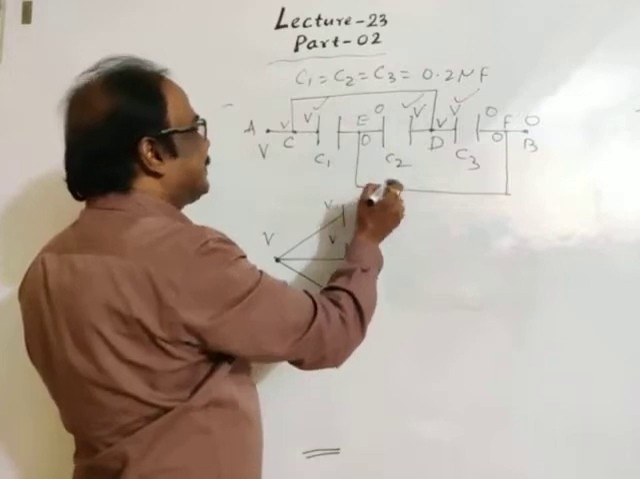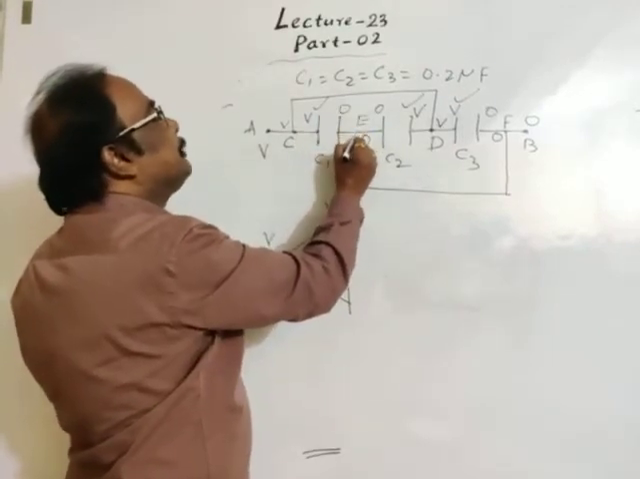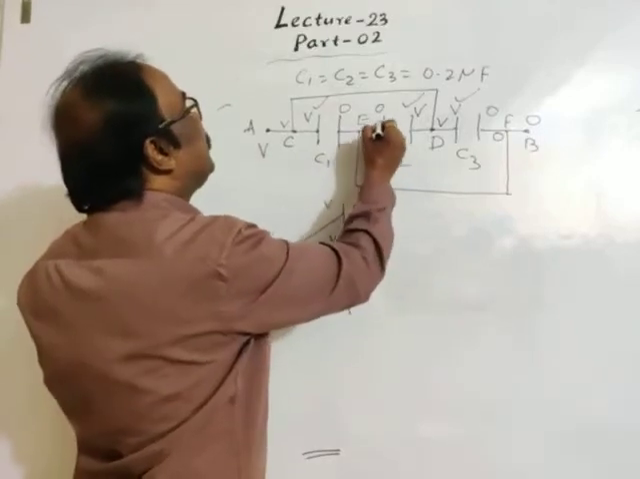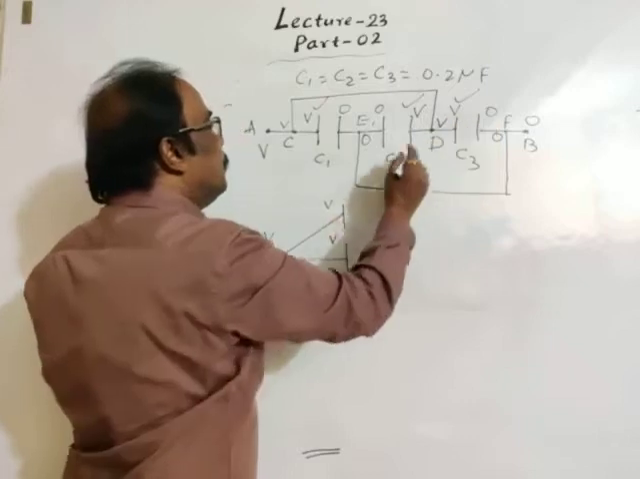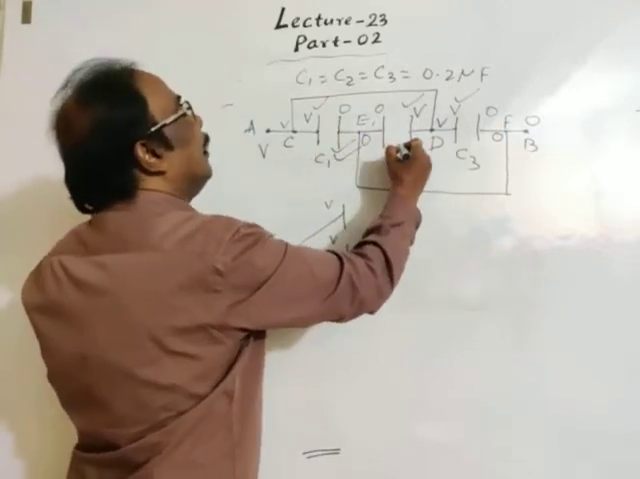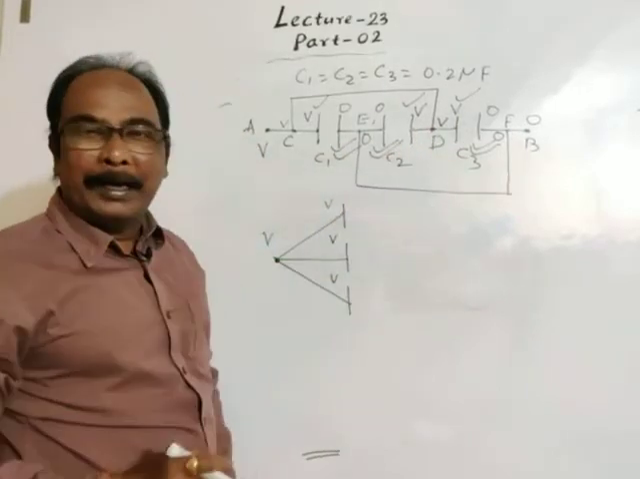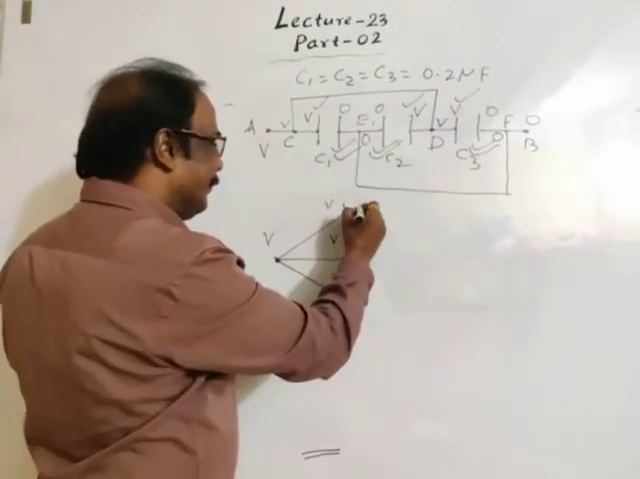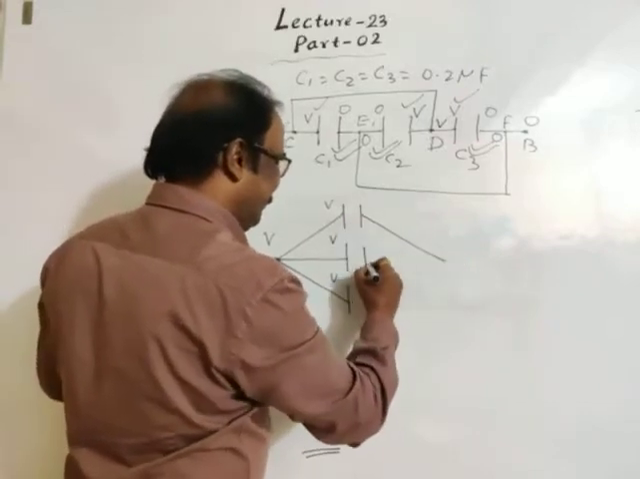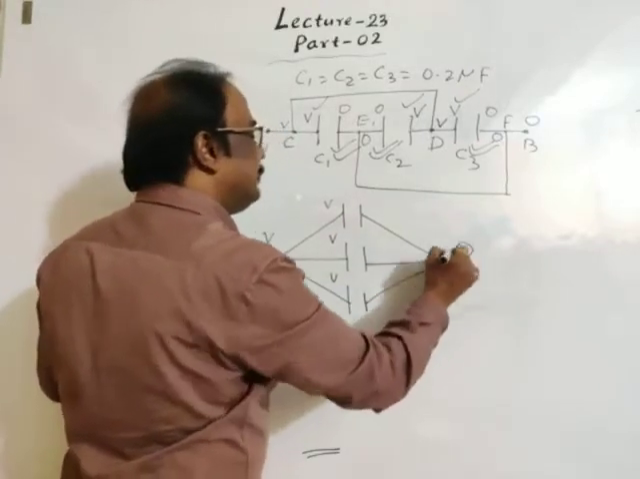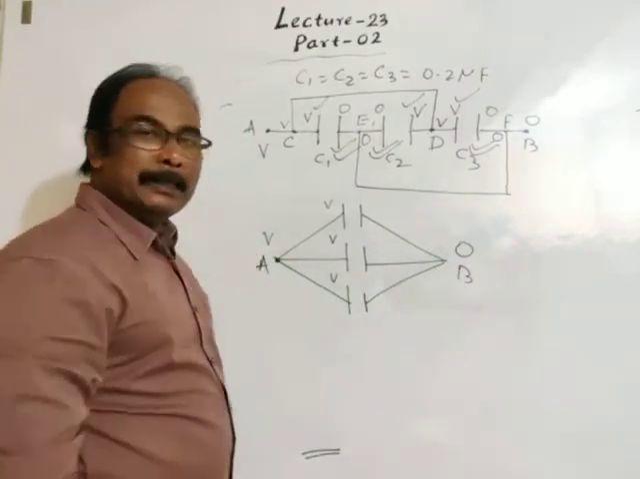Then the second plates: the potential of this plate is 0, it is connected to 0 potential. The potential of this plate is 0, it is connected to 0 potential. The potential of this plate is 0. Then these three plates, 1, 2, 3, are connected to 0 potential. This point is A, this point is B.